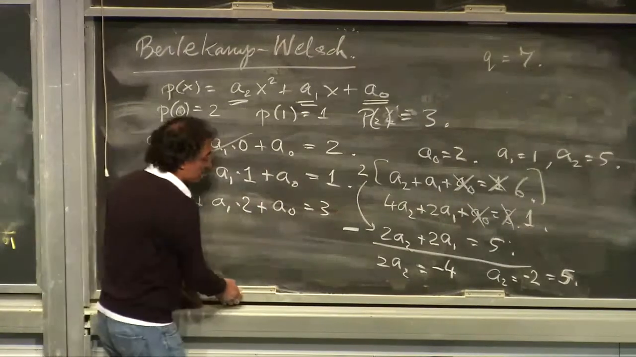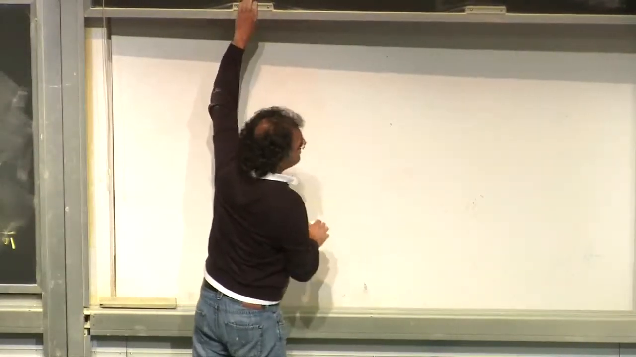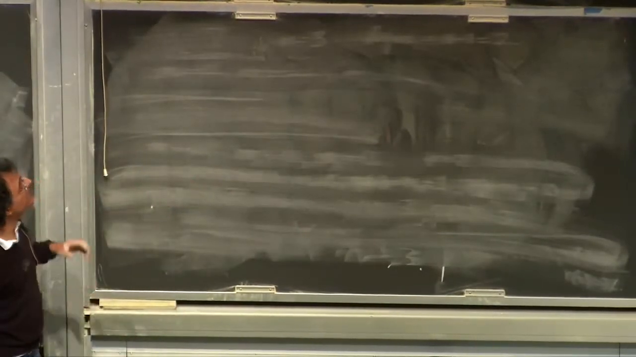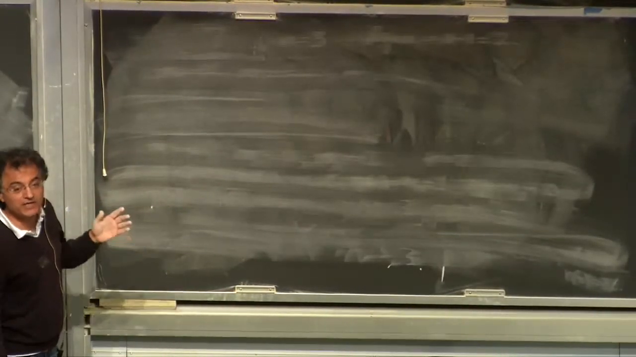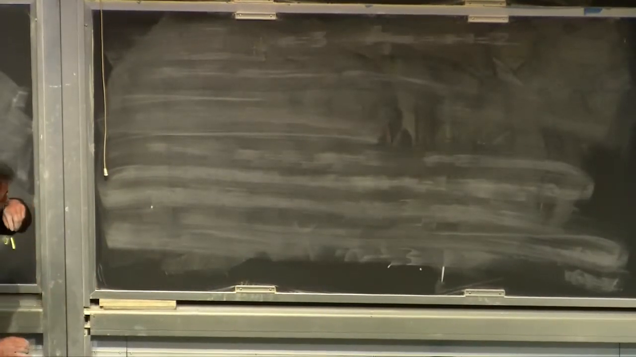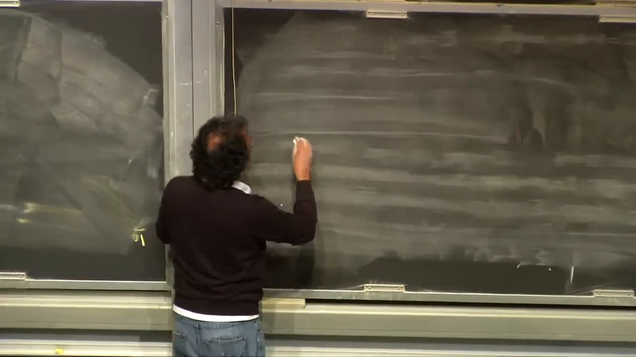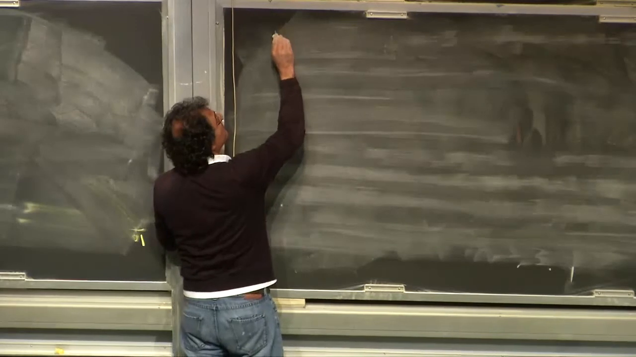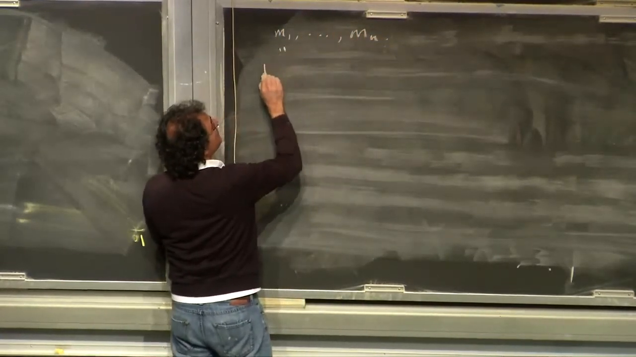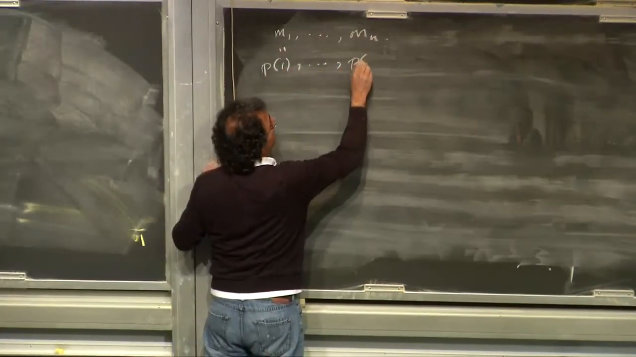Okay, so now let's get back to Berlekamp-Welch. Let's get back to how we actually reconstruct the polynomial. Remember where we were starting from. We have our characters m1 through m sub n. This was p of 1 through p of n.